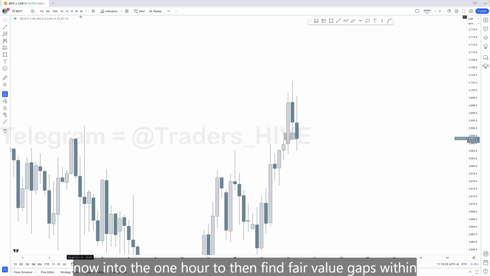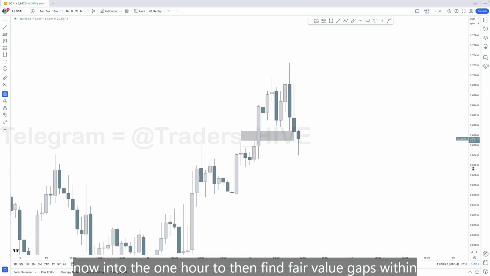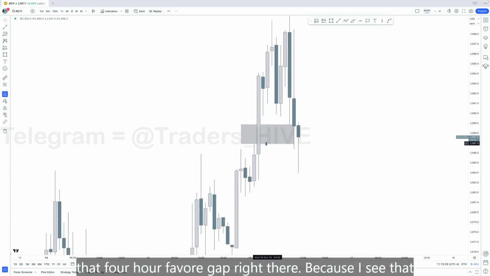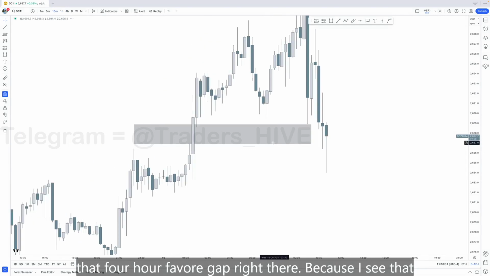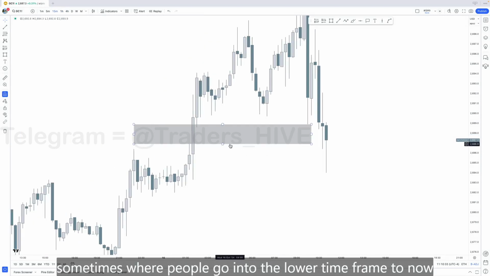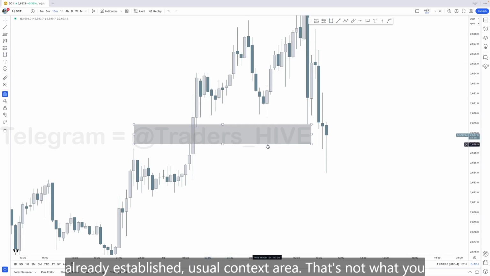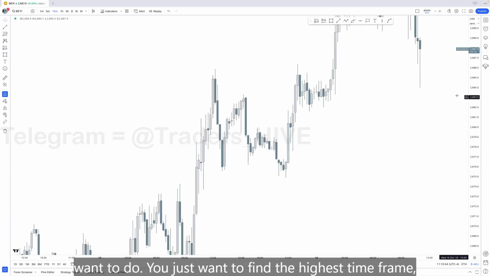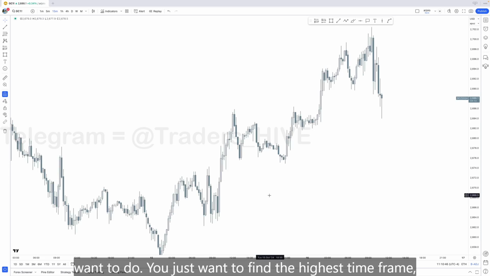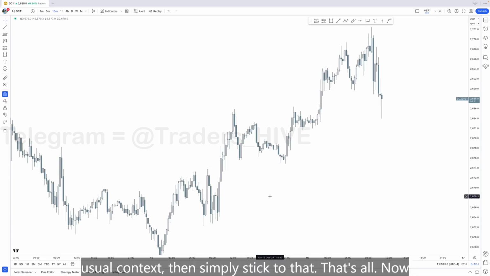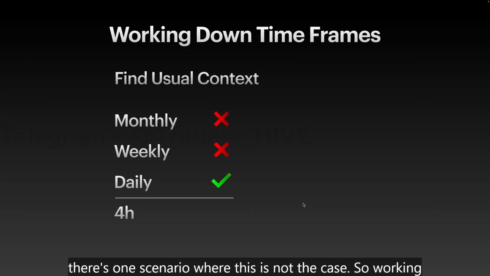You don't want to go now into the 1 hour to then find fair value gaps within that 4 hour fair value gap right there, because I see that sometimes where people go into the lower time frame to now find 15 minutes and 1 hour fair value gaps inside their already established usual context area. That's not what you want to do. You just want to find the highest time frame usual context, then simply stick to that. That's all. Now there's one scenario where this is not the case.